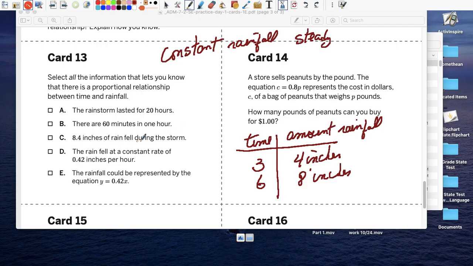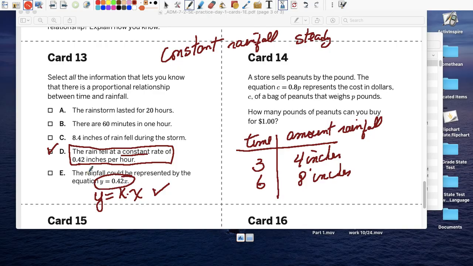The rain fell at a constant rate of 0.42 inches per hour. Hey, we have a winner. What's the word here that I like? Constant. So every hour we got 0.42 inches of rain. We have a winner. The rainfall could be represented by the equation y equals 0.42x. Is that in this format? Is this your constant of proportionality? Is this the unit rate? Is this the ratio that relates the y and the x? Yes, it is. So D and E are our winners.